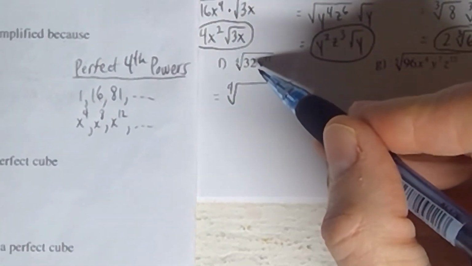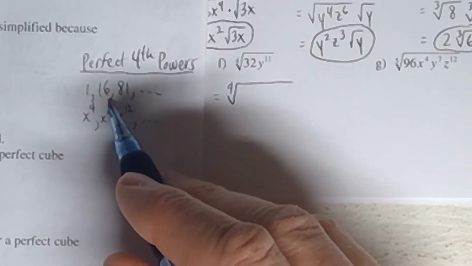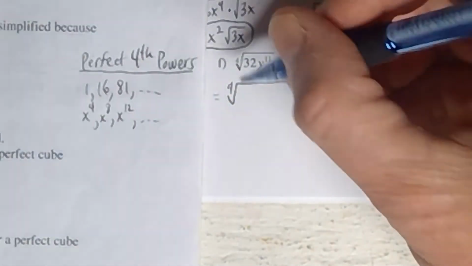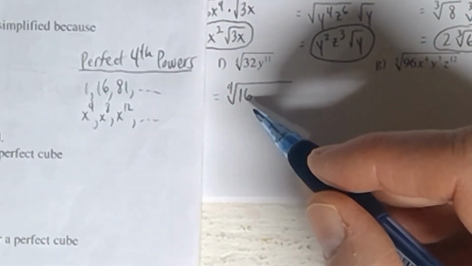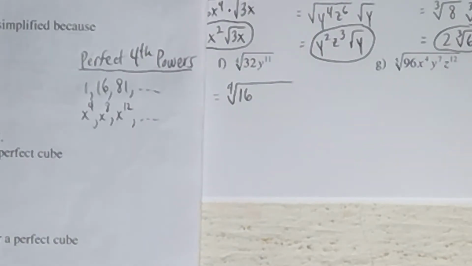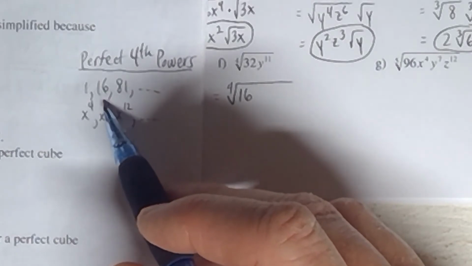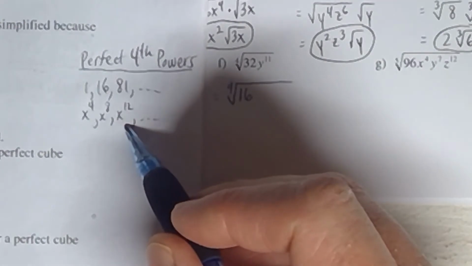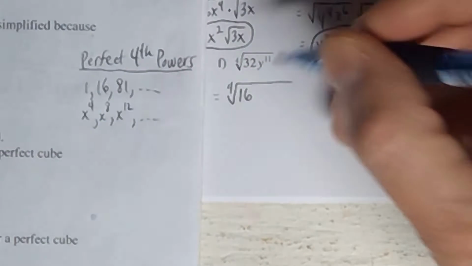So 32, is 1 a factor of 32? Yeah, but is 16 a factor of 32? Actually, it is. 32 divided by 16 is equal to 2. It divides evenly, and so that means that 16 would go in there. 81 is too big, and that's why I settled on 16 right there. I knew it was the largest factor of 32 from this list. How about y to the 11th? What's the largest exponent on this list that's not bigger than 11? Well, 12 is too big, but 8 is not, so it must be 8, right?